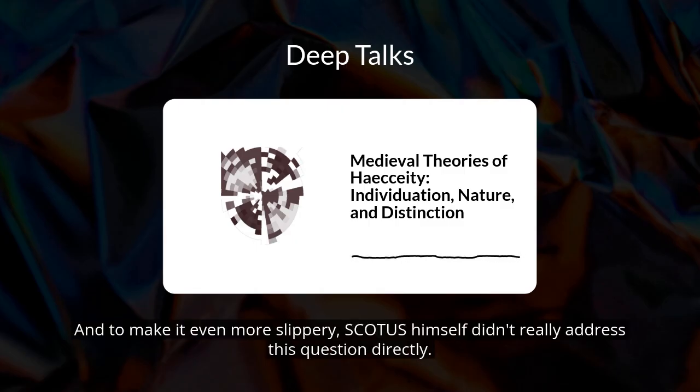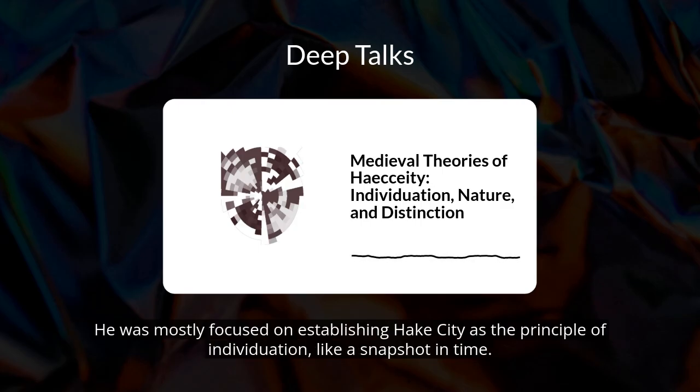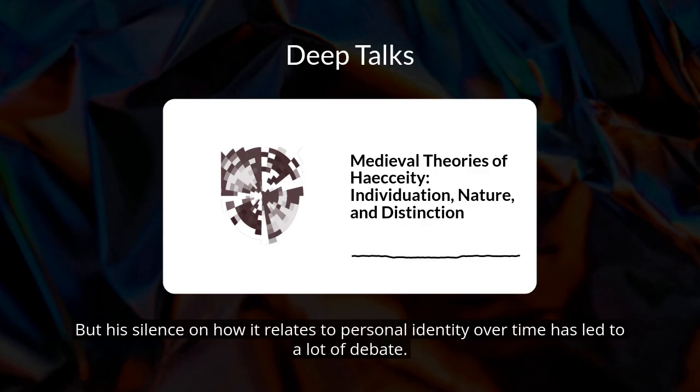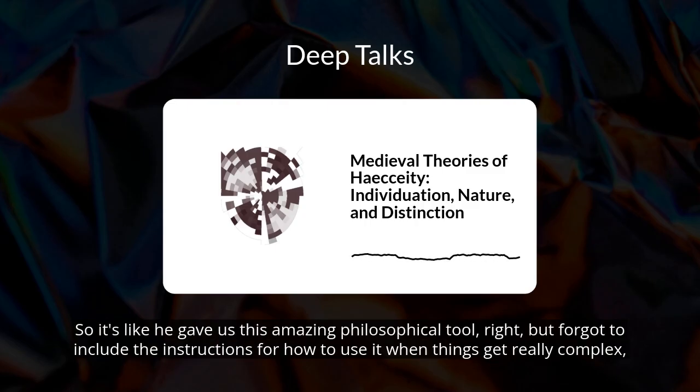And to make it even more slippery, Scotus himself didn't really address this question directly. He was mostly focused on establishing Haecceity as the principle of individuation, like a snapshot in time. But his silence on how it relates to personal identity over time has led to a lot of debate. So it's like he gave us this amazing philosophical tool, but forgot to include the instructions for how to use it when things get really complex.